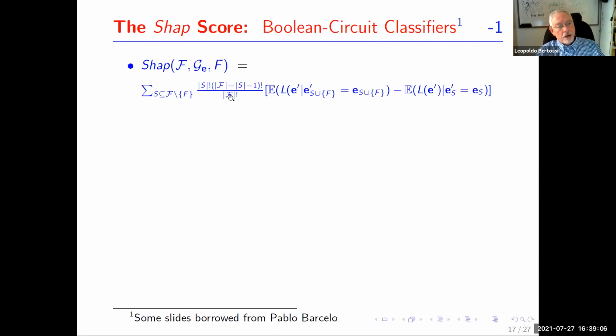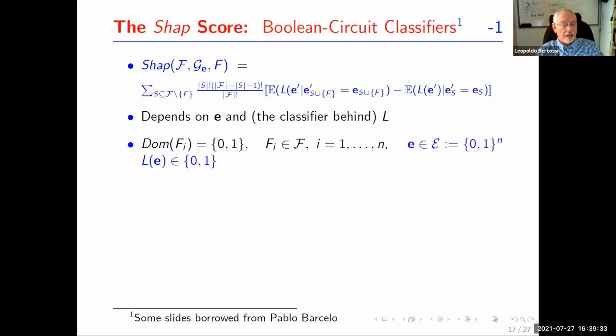So now we are talking about the Shap score and its properties. We have here this expression for the Shap score, as before; I haven't changed anything. And now we want to analyze how difficult it is to compute this. It depends on the entity and on a classifier L that we can access as a black box in principle. But now we are assuming we have our classifier on display, accessible. The domain is going to be binary here. So the entities are elements of this set, sequences of zeros and ones of length n, that is the number of features.